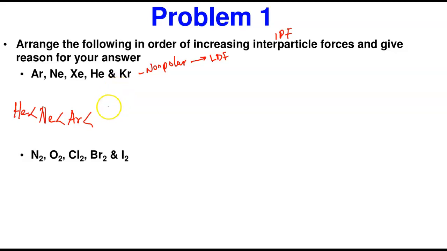Now, after argon is 18. So krypton is, what I have here now is krypton is 36. And xenon is 54. So what that simply means is that I'm going to put my krypton next and then followed by my xenon. So this will be in increasing order of interparticle force.